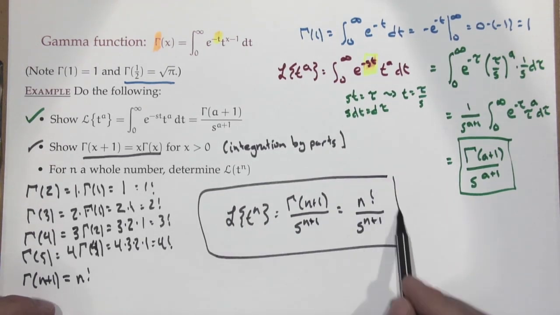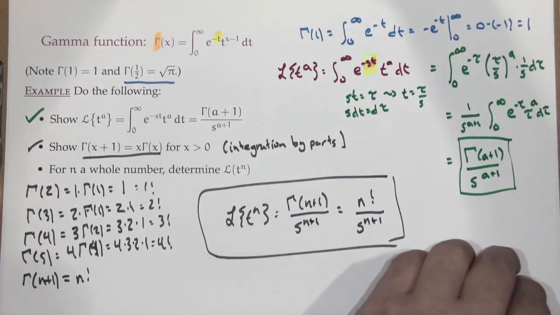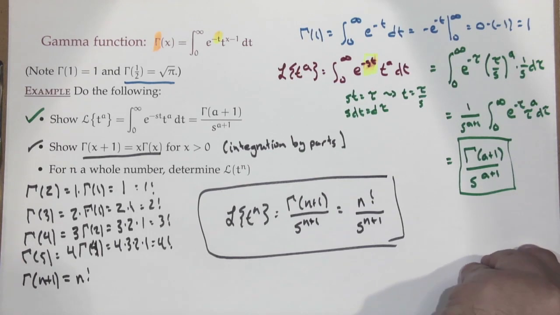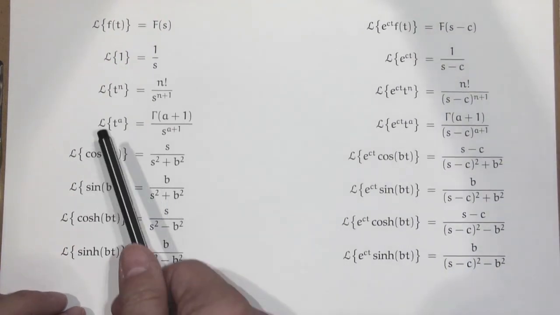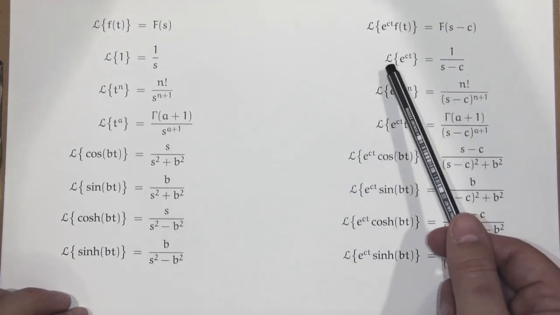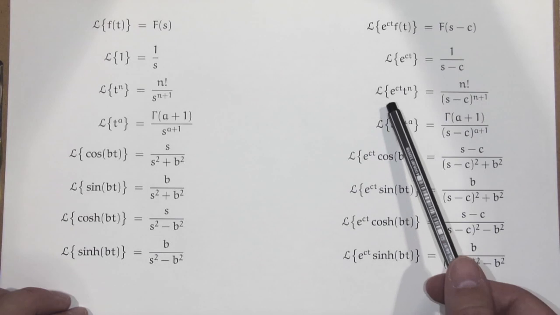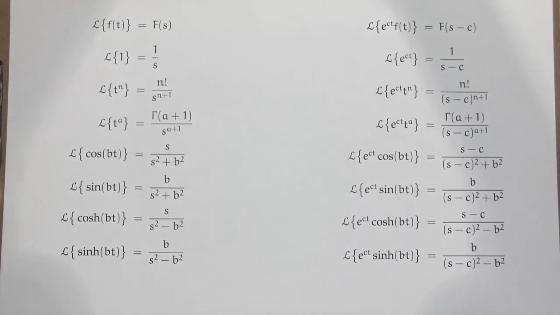So where are we going? Well, we're going to build up a bunch of tools. And so right now, we can talk about what we have proved today. What we've proven are things like, how do you take t to the n? n factorial over s to the n plus 1. How do you take cosine, sine, the exponential, or maybe the exponential times t to the n, or cosh, or sinh. We're building up a repertoire.